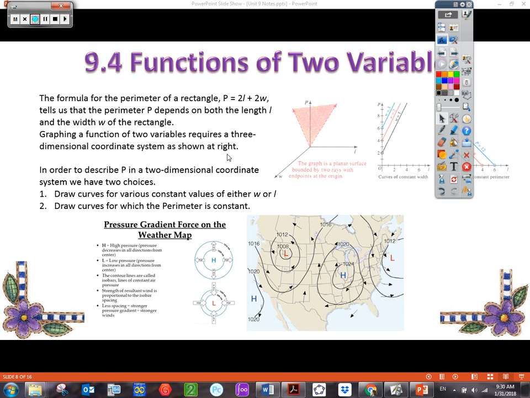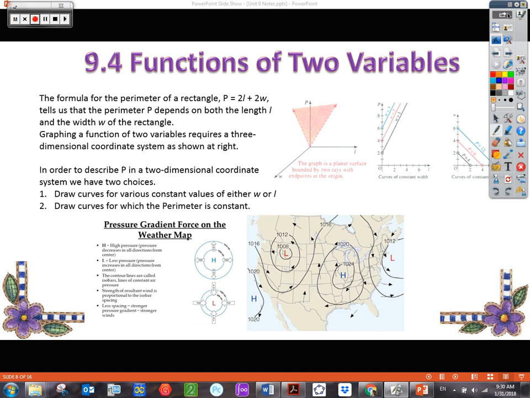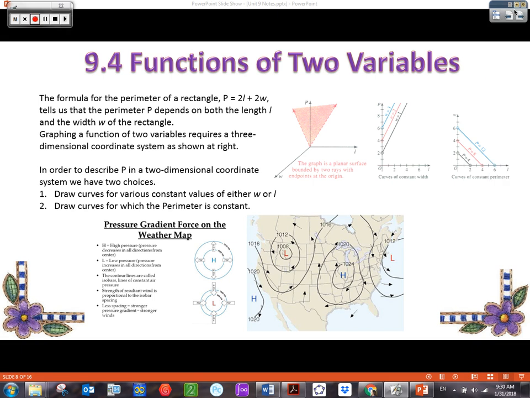Okay guys, let's take a look at today's lesson. We're going to be looking at functions of two or more variables. This lesson will help us as we prepare for multivariable calculus.